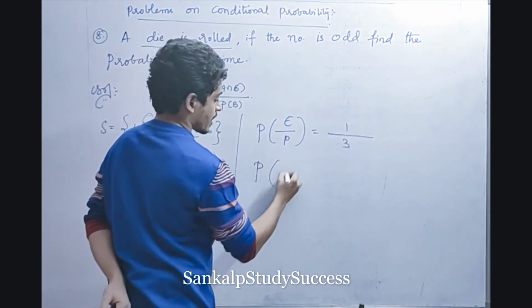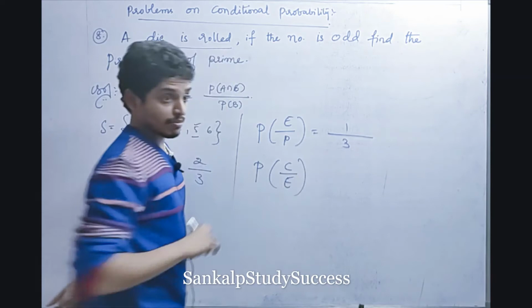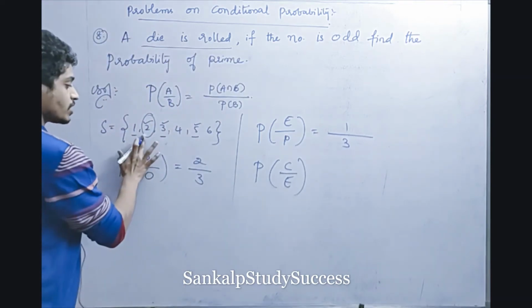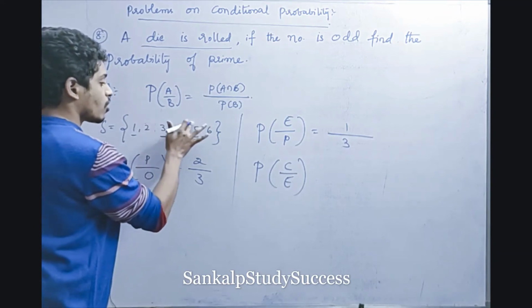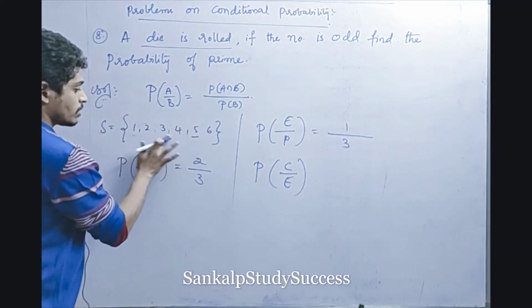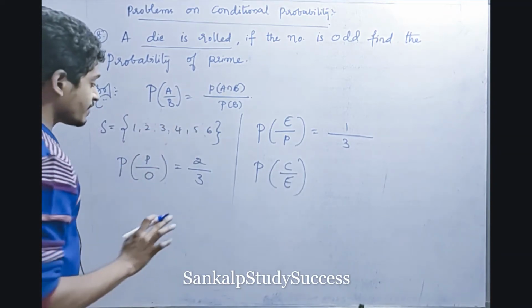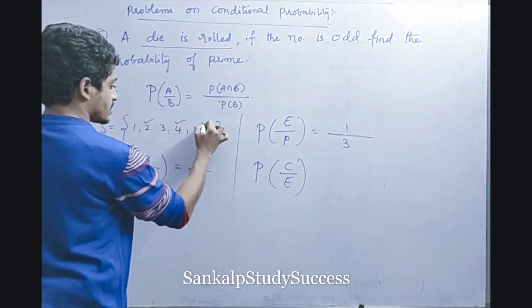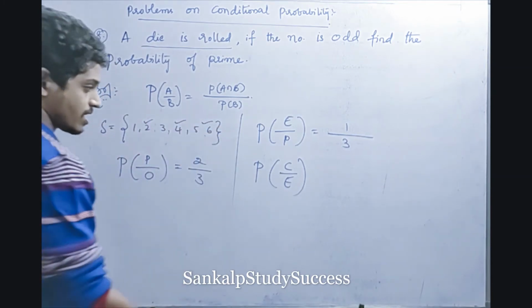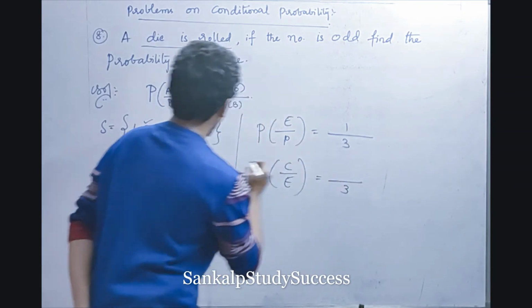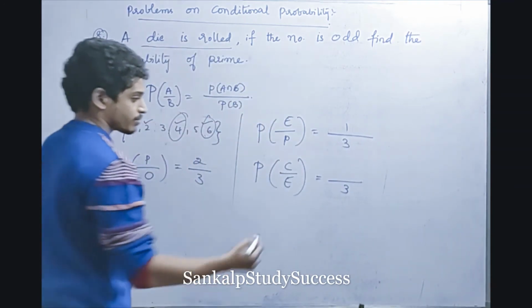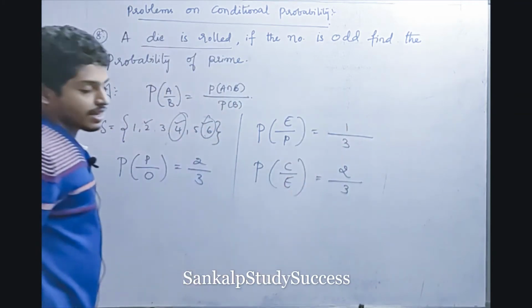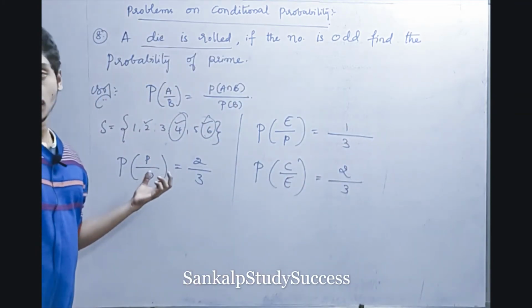He might ask C by E, C means composite number, right? What is meant by a composite number? A number which has more than 2 factors is a composite number. So listen carefully. If it is an even number, first select the even numbers. These 3 are even numbers, so divided by 3. What are the composite numbers? 4 is the least composite number and 6 is also a composite number. So 2 by 3. This is the basic question on conditional probability.